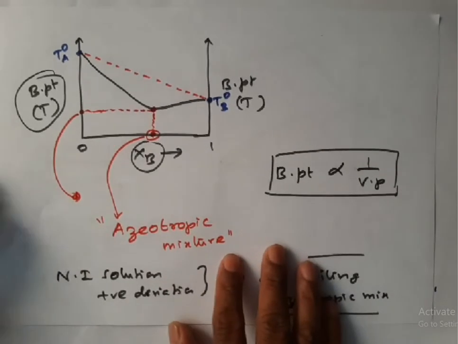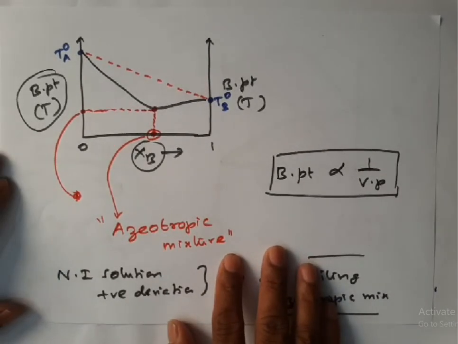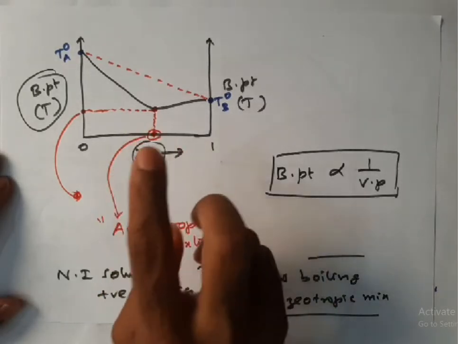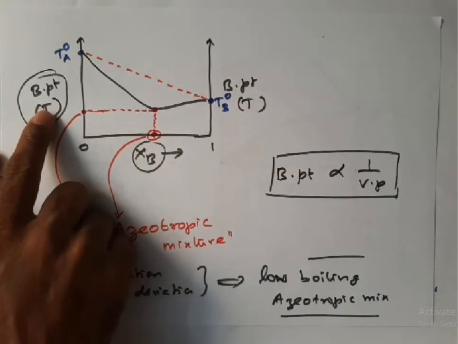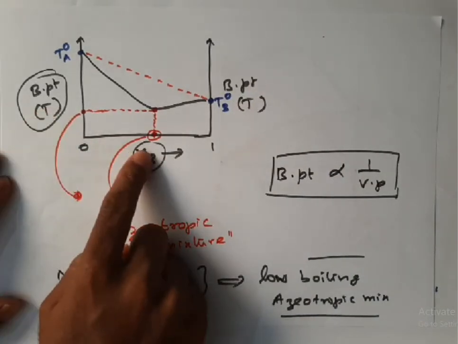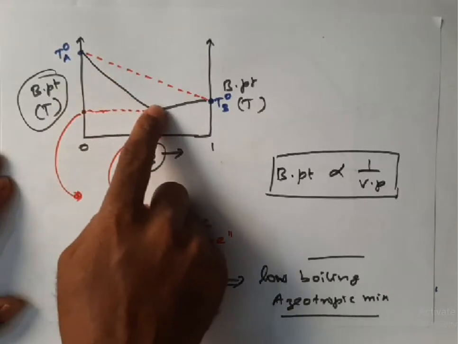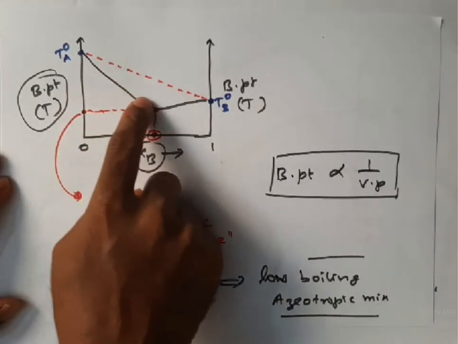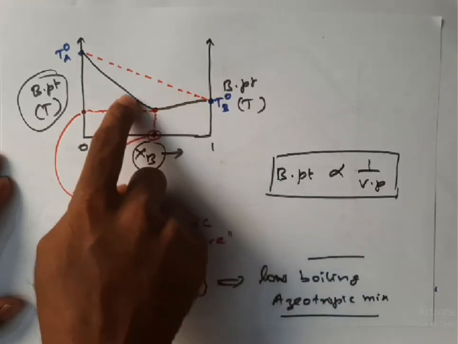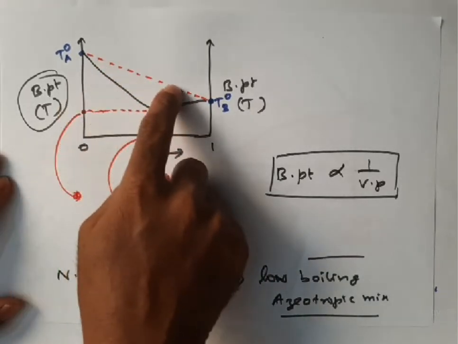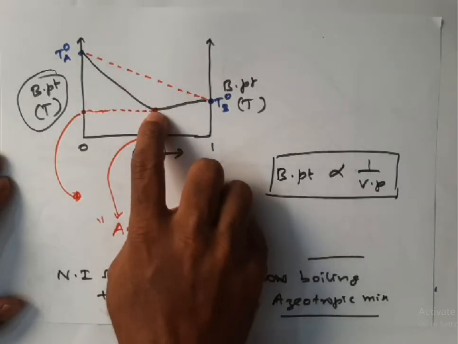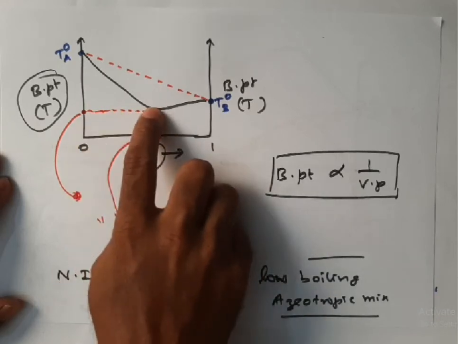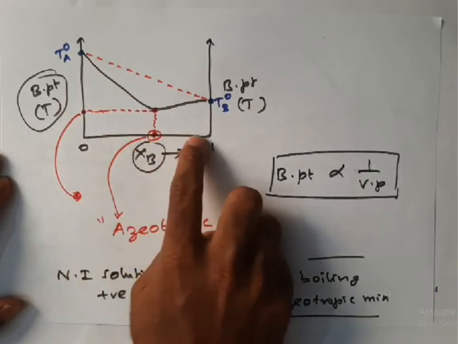So in the last class I have told you that for a solution showing positive deviation, if you plot boiling point versus composition, you will get the boiling point curve which will appear below this ideal line, and there is a boiling point for a particular mixture which is having the lowest possible value among all the compositions.